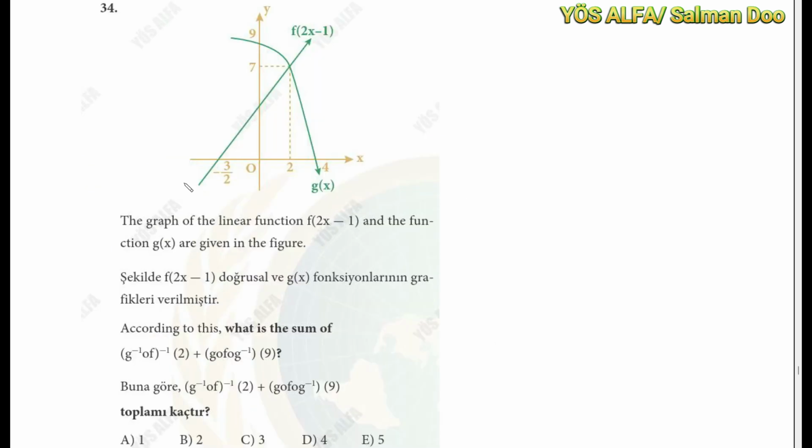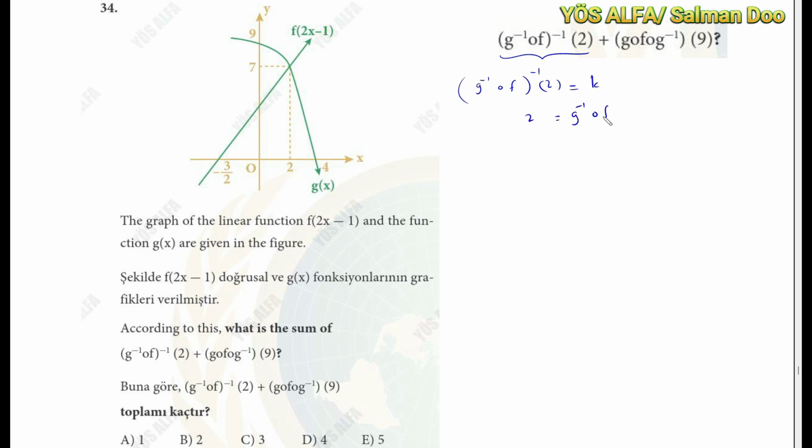Number 34. The graphs of this linear line, f of 2x minus 1 and g of x are given. We're asked to find this expression. So let's take this expression out of here and paste it over here. So let's start finding the value of this. So g inverse of f, the whole inverse of 2, let's say this is k, then 2 is equal to g inverse of f of k.